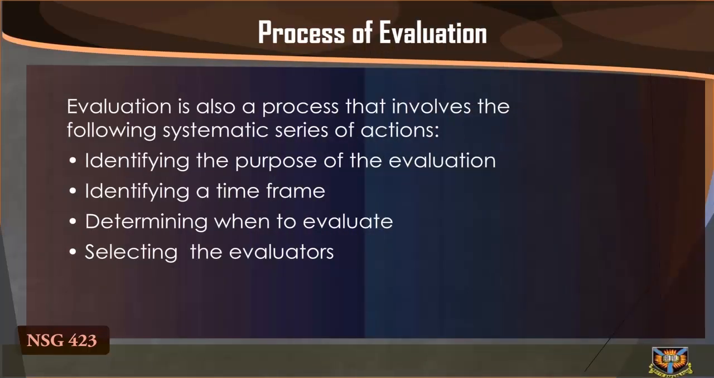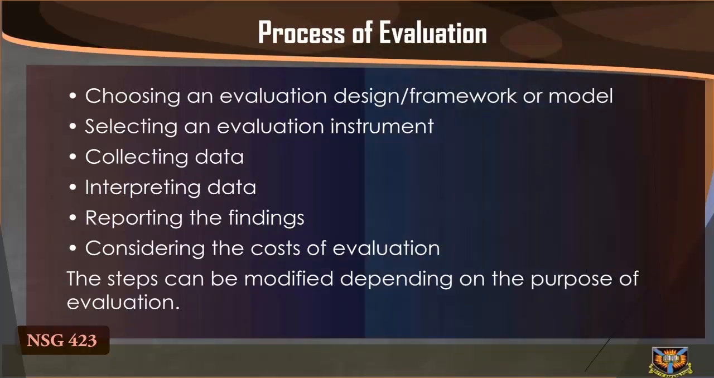Process of evaluation. Evaluation is also a process that involves the following systematic series of actions: identifying the purpose of the evaluation, identifying a time frame, determining when to evaluate, selecting the evaluators, choosing an evaluation design or framework or model, selecting an evaluation instrument, collecting data, interpreting data, reporting the findings, considering the cost of evaluation. The steps can be modified depending on the purpose of evaluation.